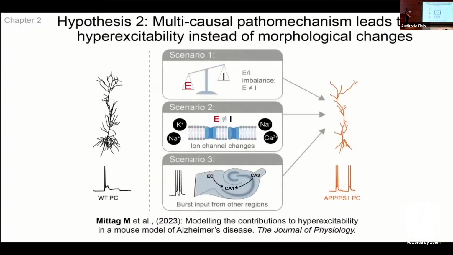And of course, the question is, what else is leading? What other mechanisms could be a cause for the increase in excitability? And we identified several scenarios. I will go into detail of each of them. And this reveals that there is a multi-causal mechanism, not just one.